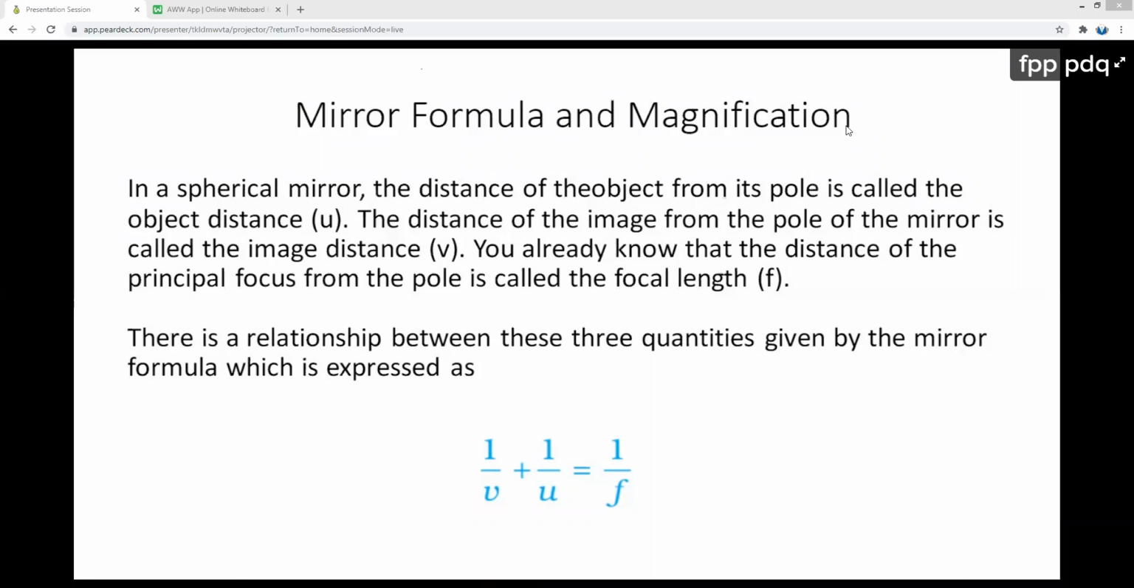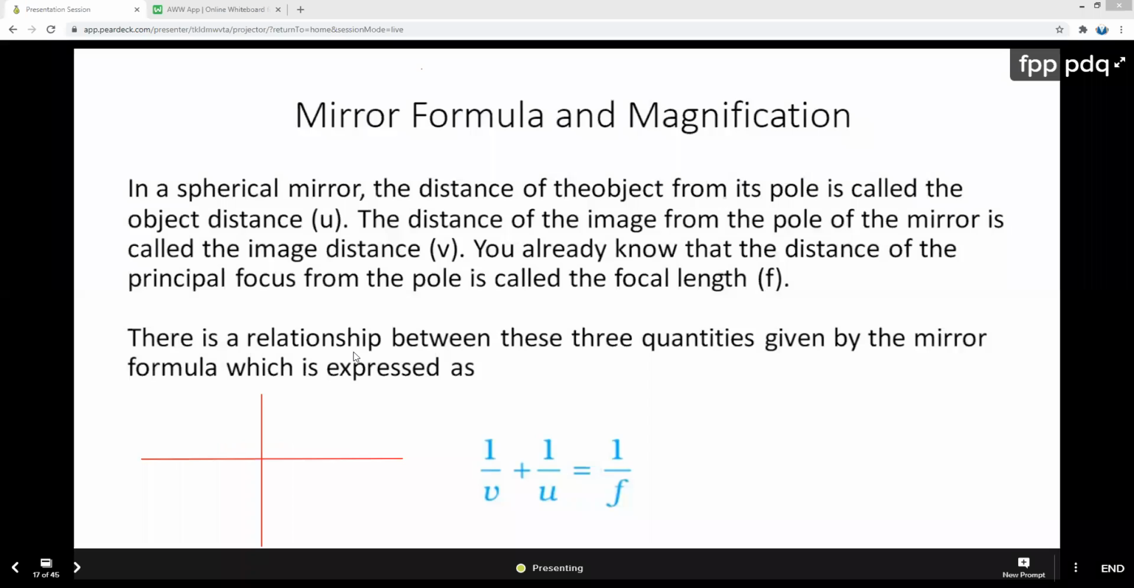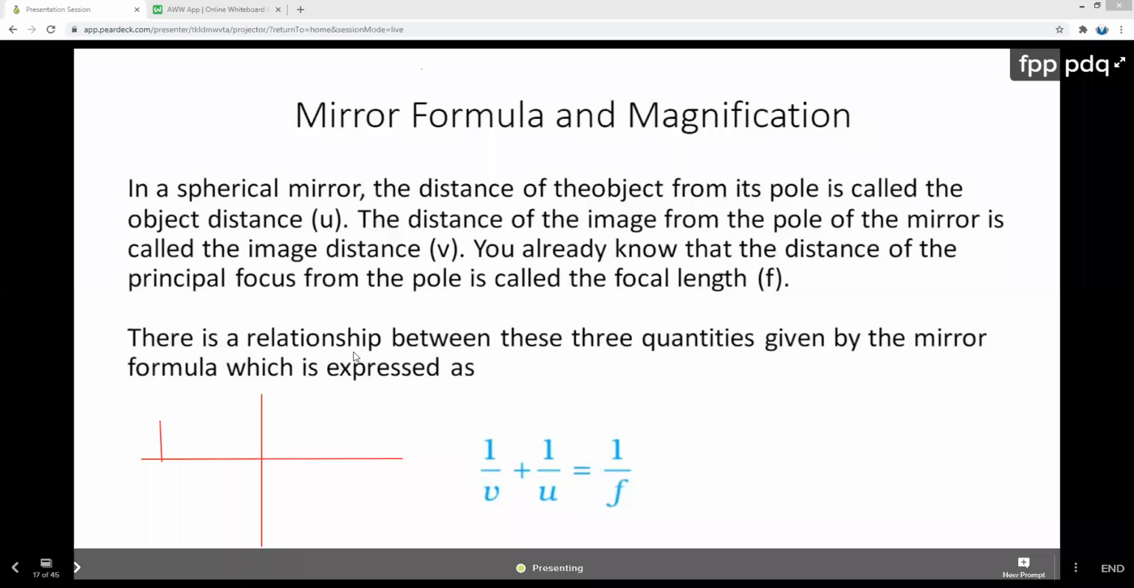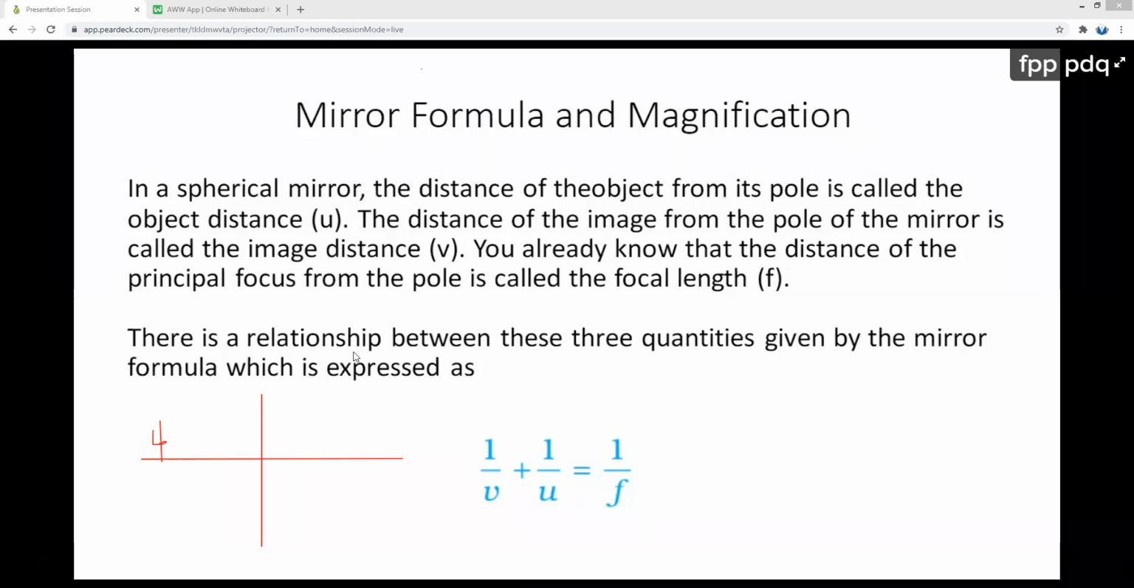Okay, so this is the plane, and suppose this is the mirror. I'm not drawing the curve. This is the mirror, and the object is here. So the distance between this and this is called the object distance. And the distance of the image: sometimes the image is formed here, sometimes here, or up here. Let's suppose this time the image is forming here. So the distance of the image from this is called the image distance.